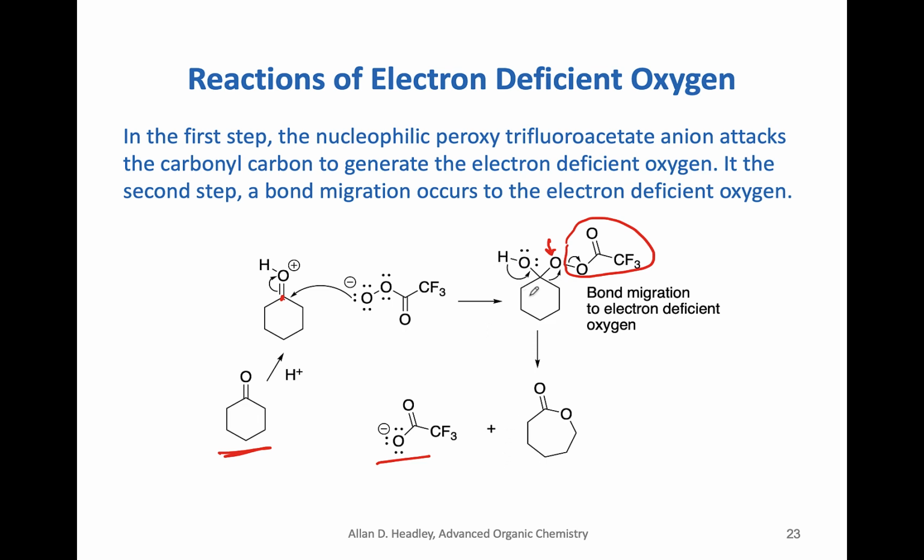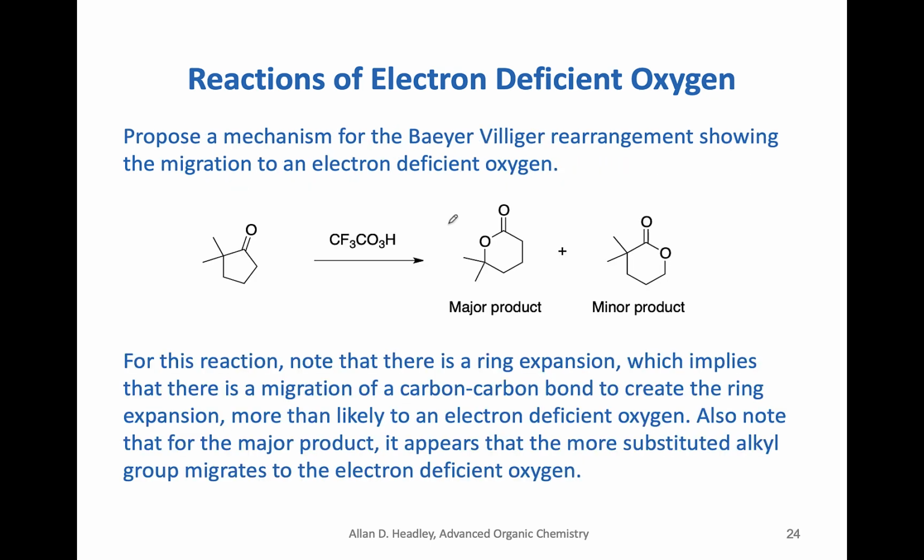Same aspect here. You may be asking, why doesn't this bond here migrate? And it can migrate, but since migration of this bond is equivalent to migration of this bond, they're the same, it results in the same product here, the cyclic ester. Let's look at another example here.